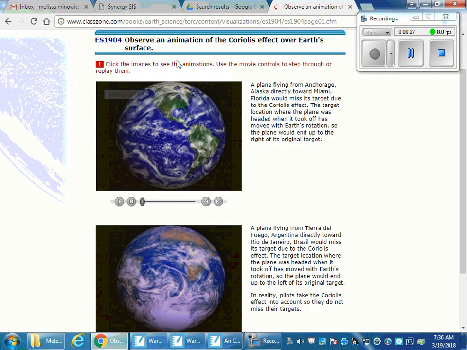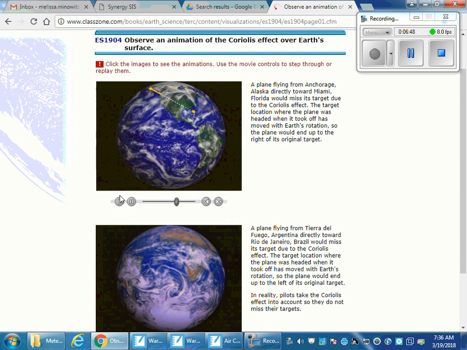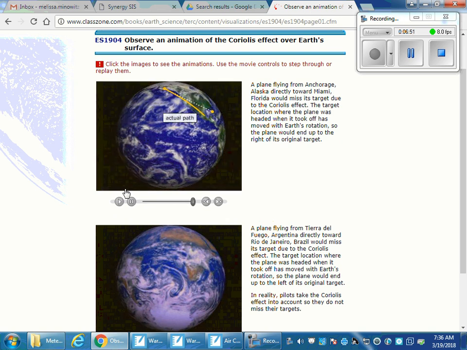Another example we'll show here is if you have a plane flying from Anchorage, Alaska towards Miami, Florida. If you went directly, you're going to actually miss your target because of the Coriolis effect. The target location where the plane was headed when it took off has moved with Earth's rotation, so the plane would end up to the right of its original target. So if we play this, if it didn't take into account the Coriolis effect, it's going to end up over here somewhere towards Mexico because its location is actually moved because the Earth is rotating.